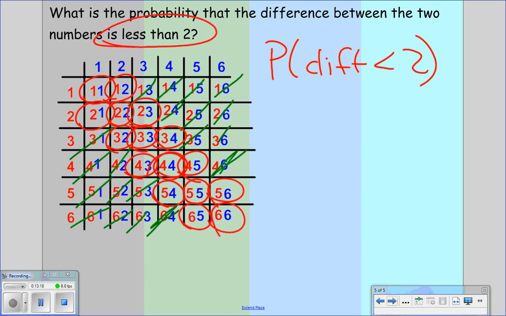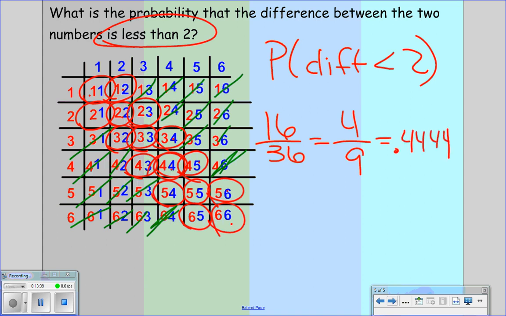And of course, I'm just going to count up the things that I circled. I've got 1, 2, 3, 4, 5, 6, 7, 8, 9, 10, 11, 12, 13, 14, 15. I got 16 of those. 16. So we got a 16 out of 36, which works. Okay, those are what we want. And this is 4 over 9, which is 0.4 repeating. Right? And so it's about 44%. We got a 44% chance that when we roll those two dice, we will get a combination of numbers that have a difference that is less than 2.